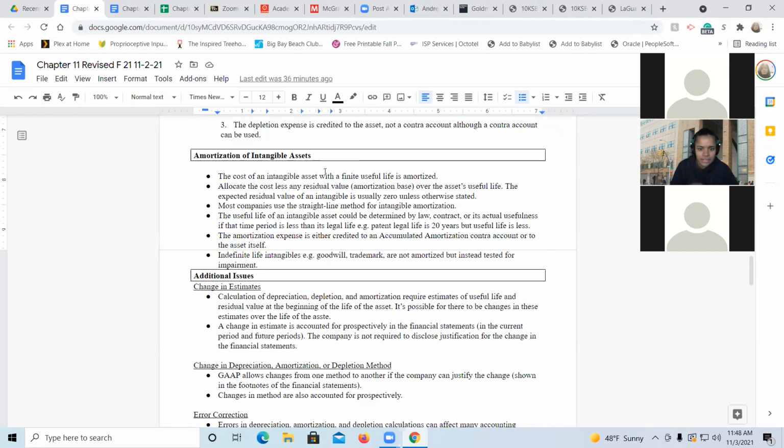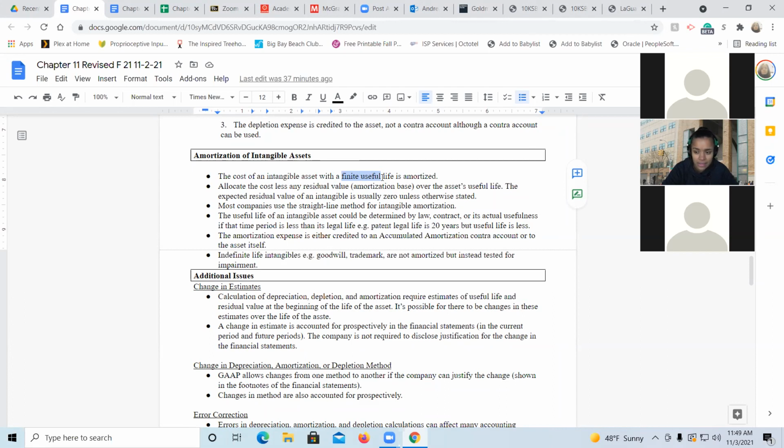So the cost of an intangible with a finite useful life is amortized. By finite, we mean that the useful life can actually be counted in a number of years. So things like patents, copyrights, and so on have a finite useful life, whereas things like goodwill, which was an intangible that we spoke about in chapter 10, don't have a finite useful life.